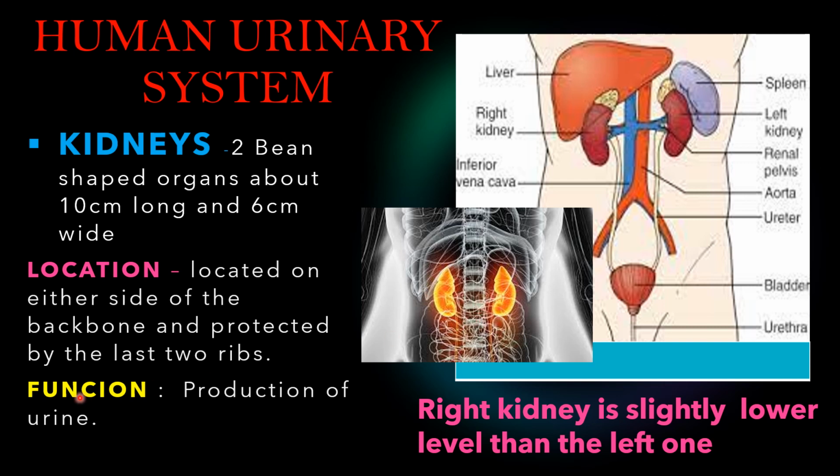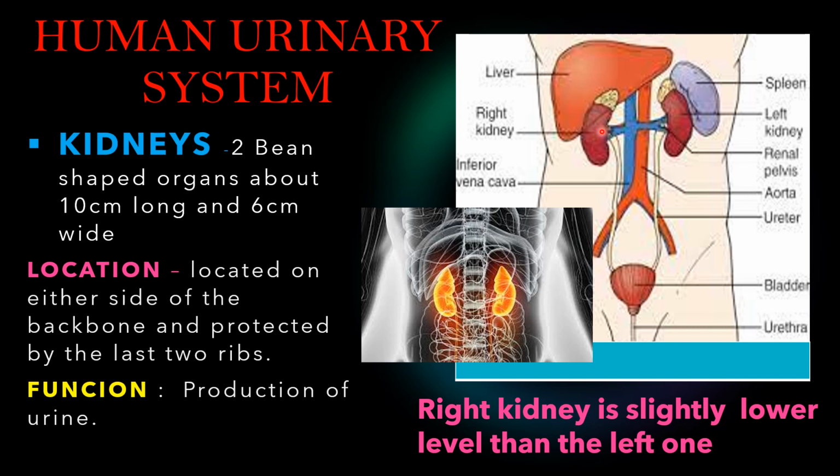Then the next point, what is the function of kidneys? The main function of the kidney is production of urine, very important. Production of urine is the function of the kidney. Then here in this picture you can see the right kidney. This right kidney is slightly lower than the left. Yes, the right kidney is slightly lower than the left one.